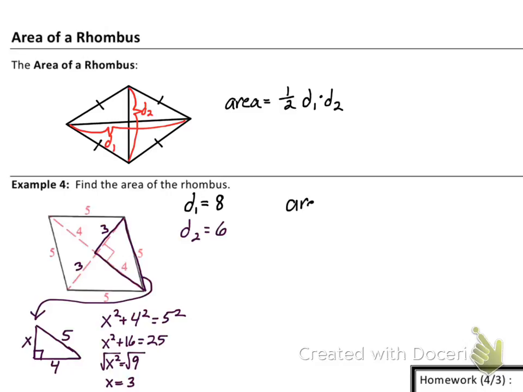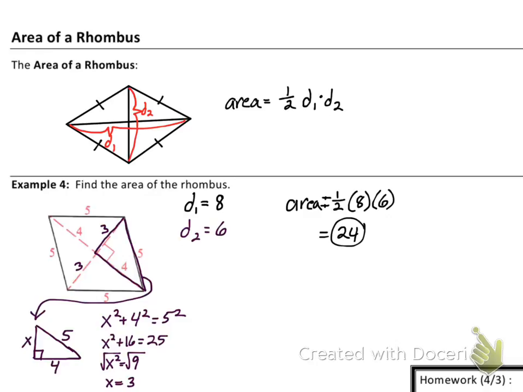Our area is now 1/2 diagonal 1, which is 8. I should put an equal sign, not a colon. Times 6, which is going to equal half of 8 is 4. 4 times 6 is 24. My area is 24. That's all there is to a rhombus.